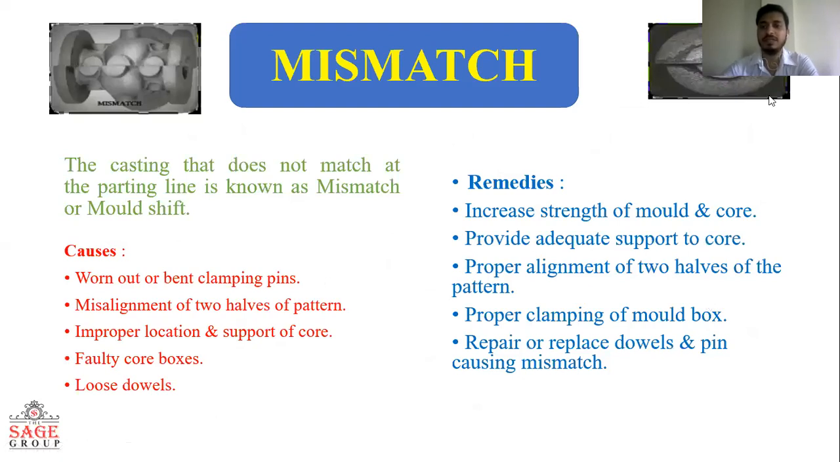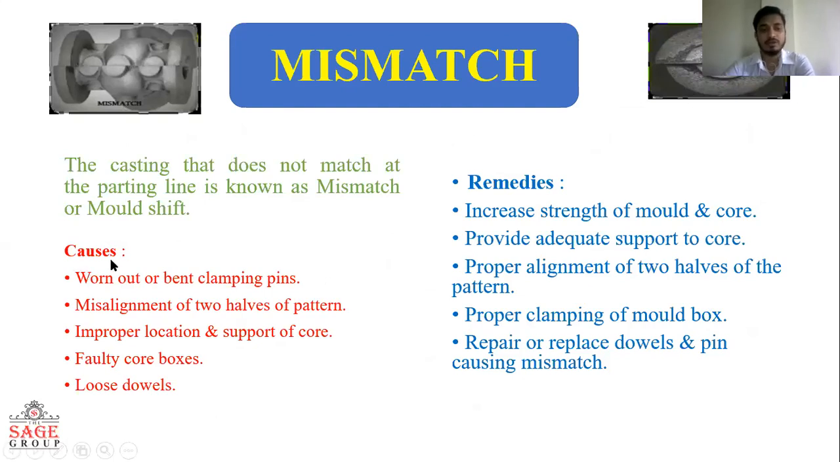So the first defect is mismatch. As the name suggests, the match is not proper, right? So this defect is called a casting defect. The casting that does not match at the parting line is known as mismatch or mold shift.